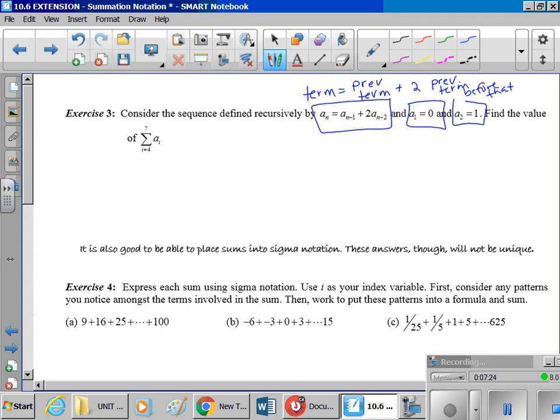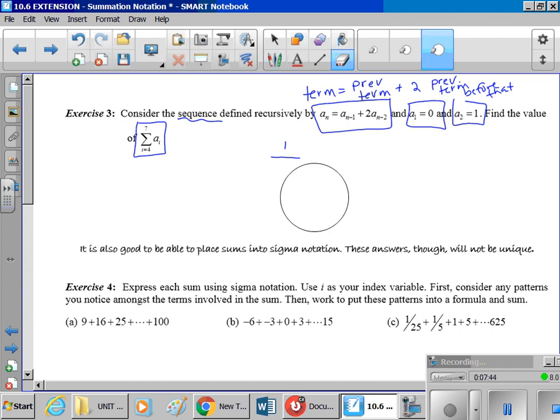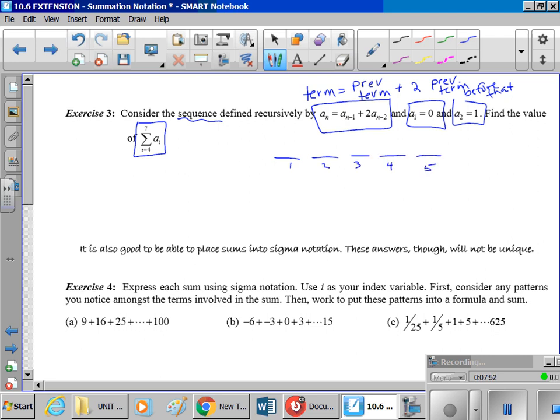Now notice they're telling us to add these things up. So what they're saying here very nicely is they're giving us a sequence, and this basically means to add the fourth term through the seventh term. So all we're going to do here is figure out what the terms are. We have first term, second term, third term, fourth term, fifth term, sixth term, seventh term.